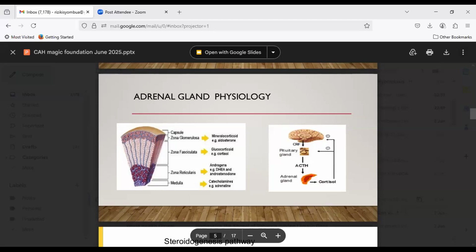And that's why in CAH, if you are unable to synthesize cortisol, then there will be less of the negative feedback, and the pituitary and hypothalamus will note that as a deficiency of the function of the adrenal gland, and therefore increase the synthesis of ACTH that will stimulate the adrenal gland. And that becomes vicious because as long as you're not getting enough cortisol, that system will be driven, and therefore you get excess of the hormones, the mineralocorticoids and the androgens.